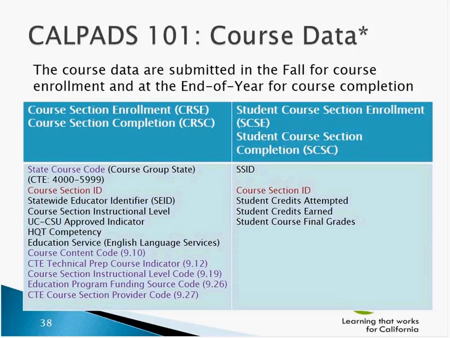Course data, there are two main files. One is the course section enrollment file and the section completion file, and the other is the student course section files. Talking about the course section enrollment and completion files, those files are basically the same file. They just come in at different times of the year. The enrollment file comes in the fall as part of fall 2, and the course completion file comes in at the end of the year.